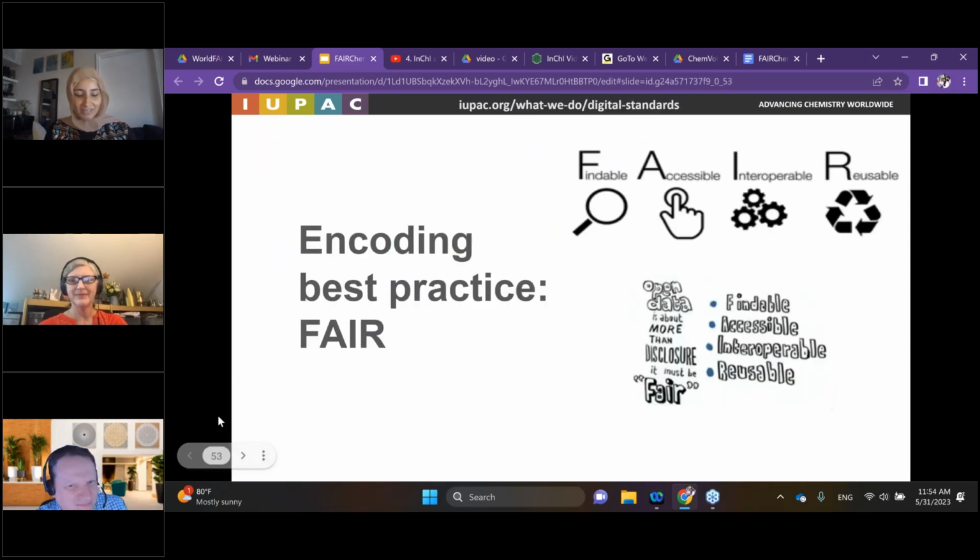What does it mean to have FAIR chemical data? What is the role of IUPAC in implementing FAIR data principles? So I think this question might go to either of you, Ian or Leah. So I'll start, and then I'll hand over to Leah afterwards. If you can go on to the next slide.